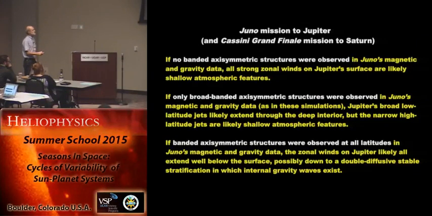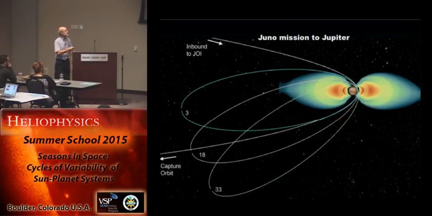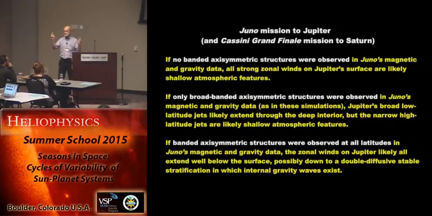And the other extreme is you might see bands at all latitudes, which would represent that even high latitude bands are deep. The problem is that because of this trajectory, the high latitudes are not going to be as well resolved because the closest approach is right near the equator. So it's possible that there is a signal at high latitudes, bands there, but maybe Juno won't get close enough to actually clearly see them. So, any questions?